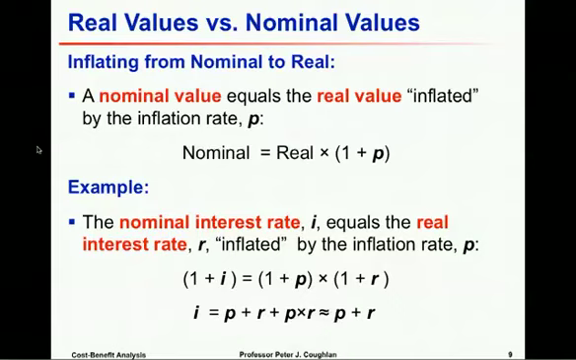And so we often approximate the nominal interest rate and say that the nominal interest rate is simply equal to the inflation rate plus the real interest rate of R. So I equals P plus R.